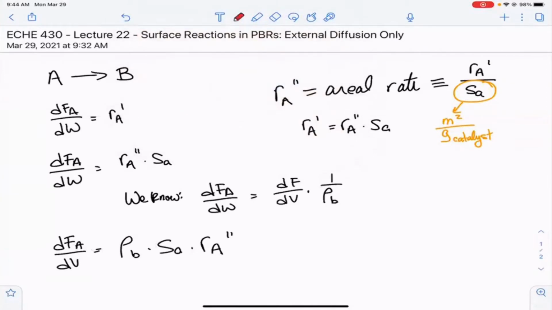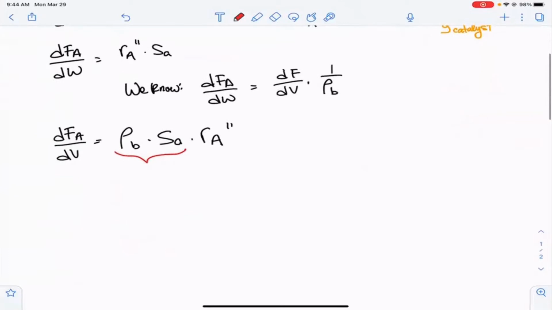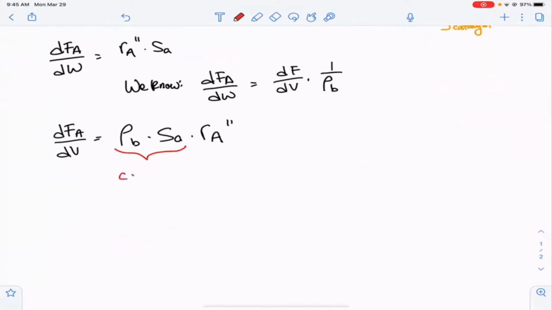So if this makes sense to everybody, I would now like to have a look at this term here, rho_B times S_A, and try to tackle what that really is. We'll do that by looking at the units. If we look at the units for rho_B, we already said that this is basically the catalyst mass divided by the reactor volume or the bed volume. And the catalyst bed volume times S_A, which we said was surface area per catalyst mass.